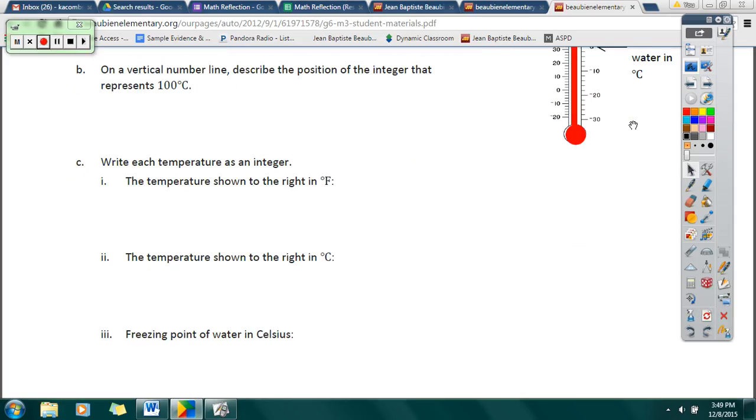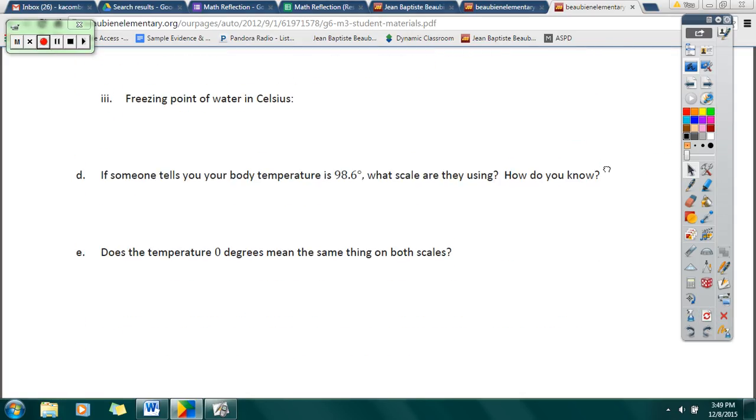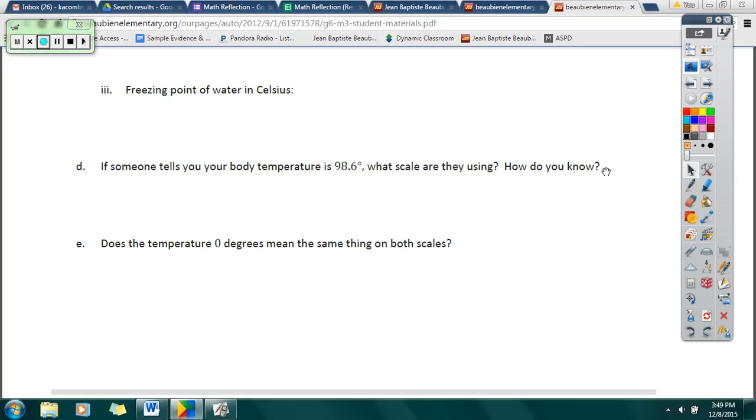Let's keep going. If someone tells you your body temperature is 98.6, what scale are you using? Well, this has to be Fahrenheit, because if you were 98.6 degrees Celsius, you'd be very close to the 100 degrees, which means, again, your blood would be boiling. You'd be almost 212 degrees Fahrenheit, which is very, very hot.